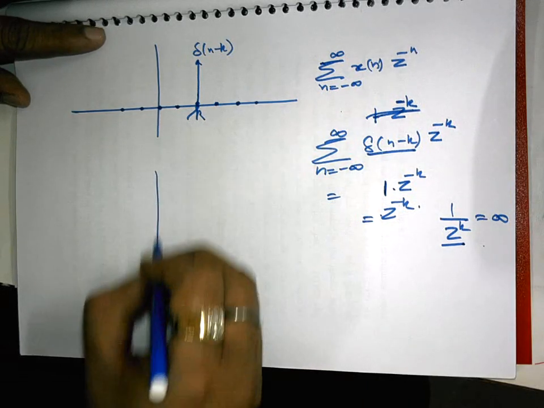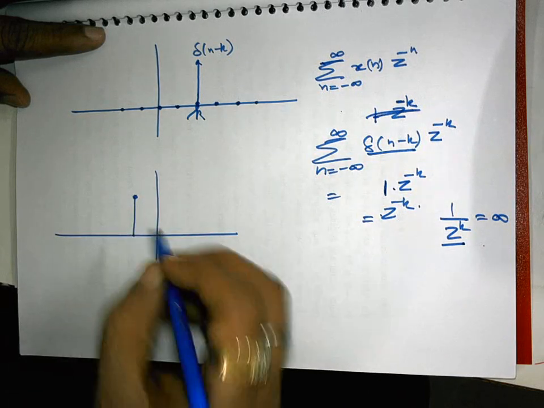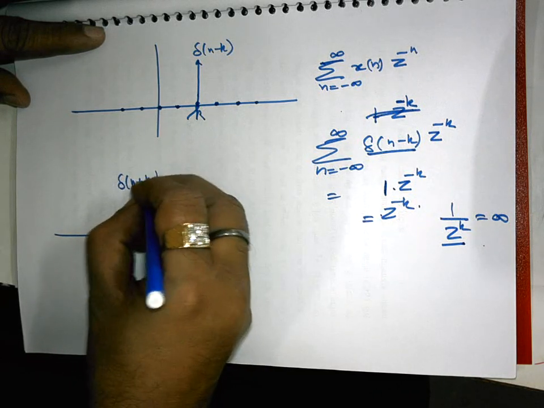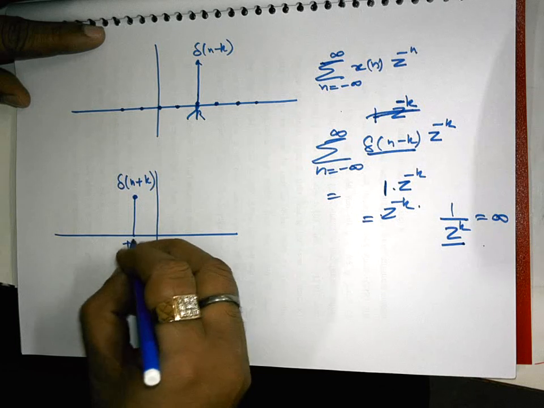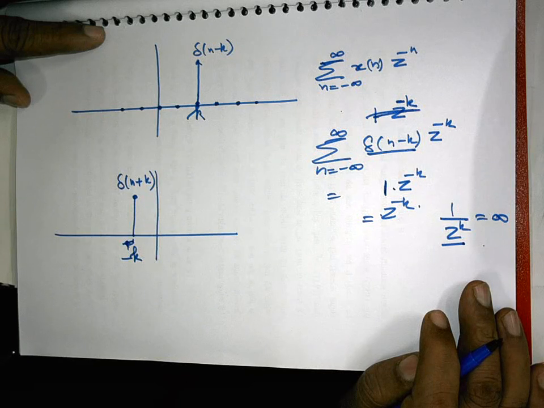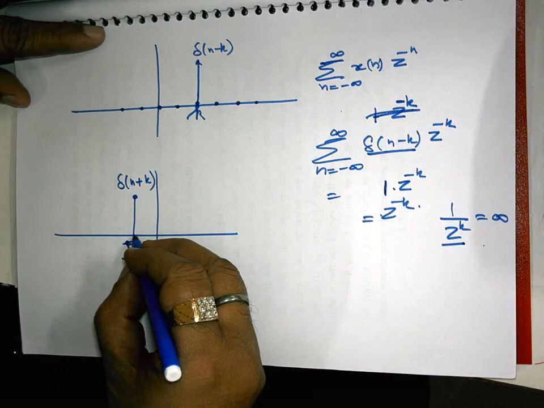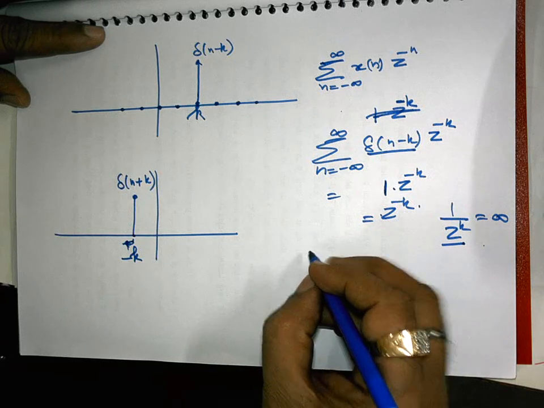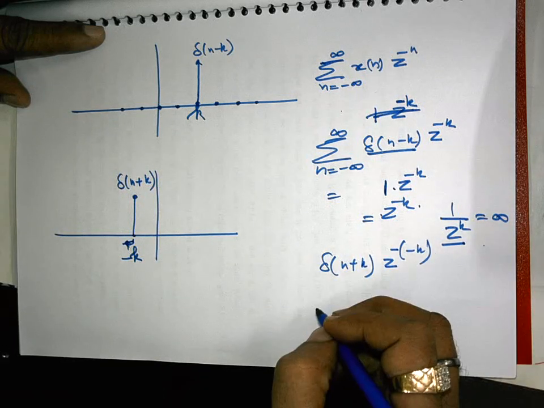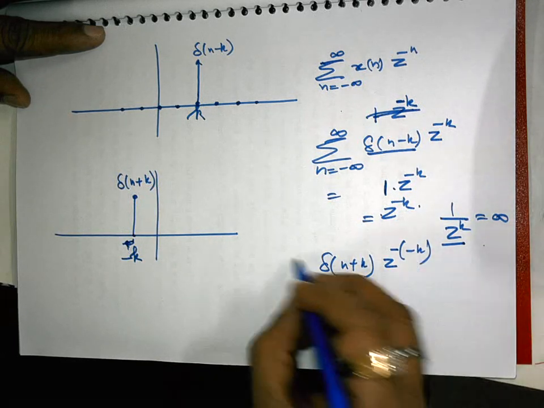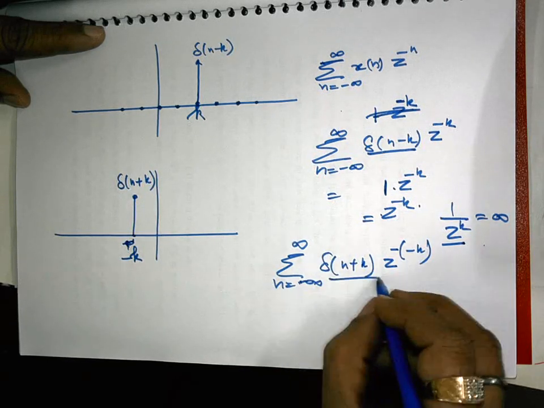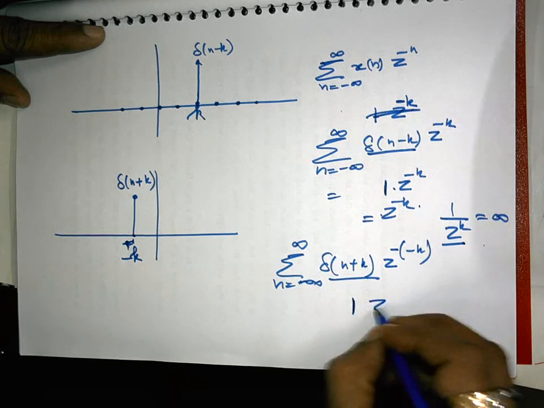Now suppose the same impulse is shifted or advanced by k units in time. This time it is known as delta n plus k, and it occurs at minus k. Then what will be the value of the z transform? This will be delta n plus k, z to the power minus n. Because it occurs at minus k, it is meaningless to write other values. So it offers a value 1 and z to the power k.